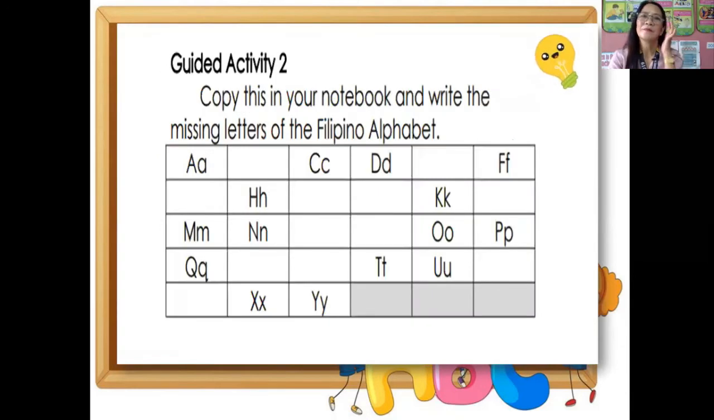Next, copy this in your notebook and write the missing letters of the Filipino alphabet. Try to observe how I'm going to answer the first line. A, B, C, D, E, F. Continue answering until you finish.